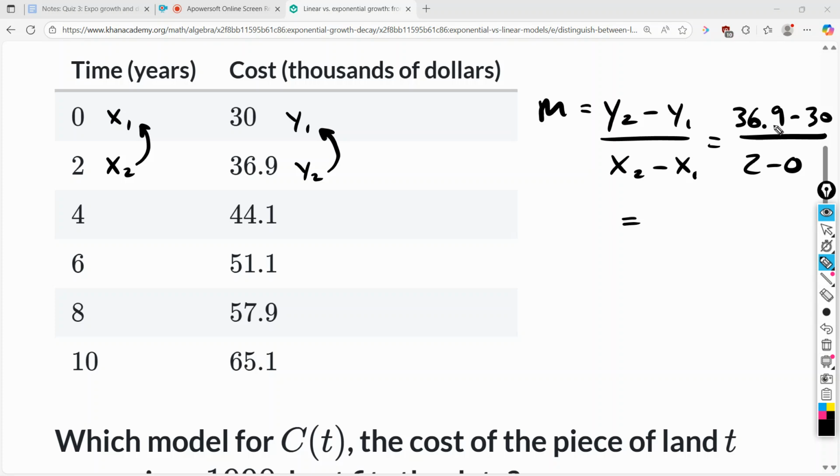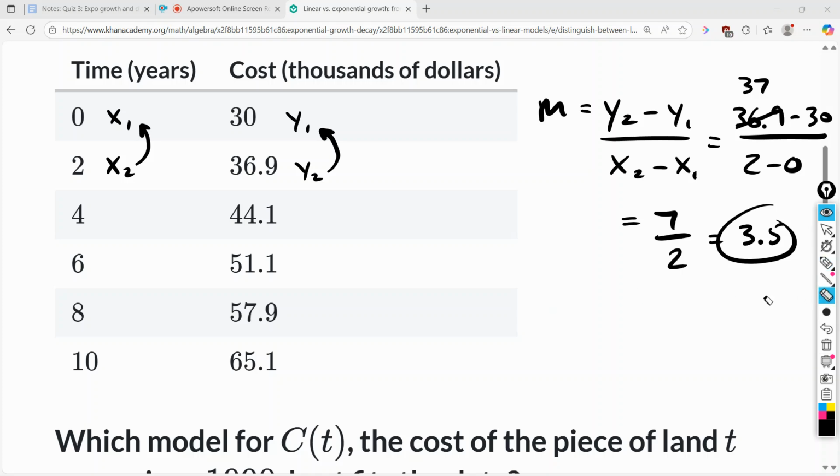All right, you could really estimate. Instead of 36.9, you could round off and make it 37. 37 minus 30 is 7. 2 minus 0 is 2. And that equals 3.5. All right, I know that was one of the answers.